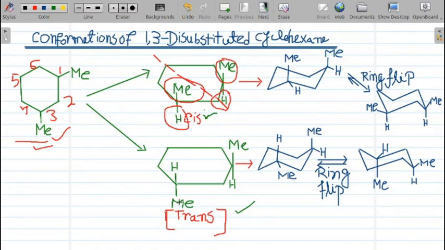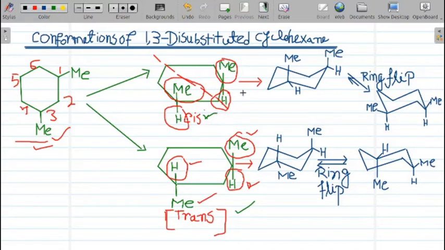But in the trans conformation, the two hydrogen atoms are placed opposite to each other. That is, one is placed above the plane and another is placed below the plane. And here one methyl group is present above the plane, and another methyl group is present below the plane. That is, they are trans to each other, and in the cis conformation, the two methyl groups are cis to each other.